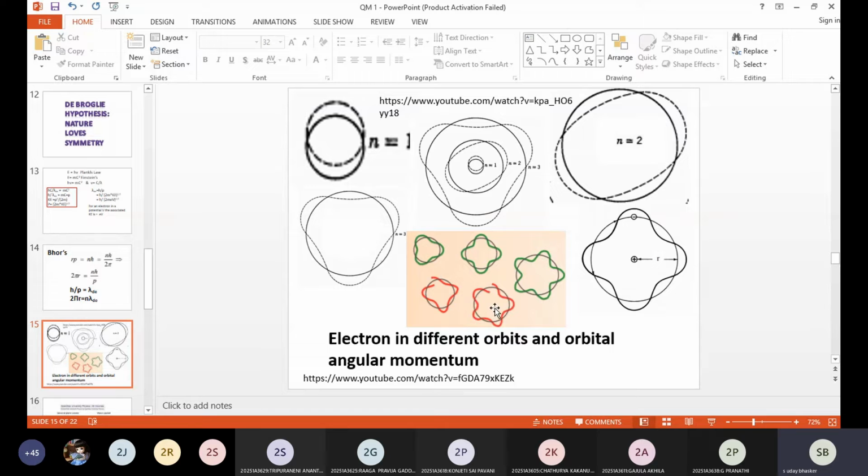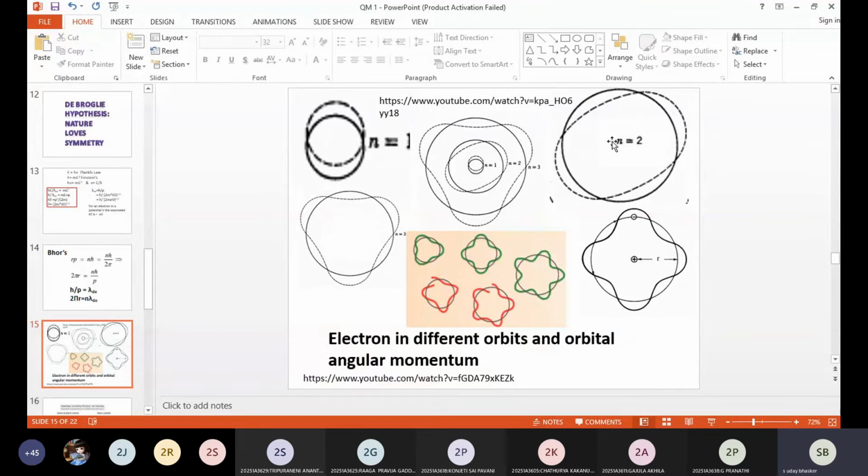Now what are these red things? If 2 pi r is not an integral multiple of lambda, you will have this kind of disjunction. That means you will not have convergence, so they will not be equal. What if they are not equal? That implies this kind of electron motion does not exist. Why does it not exist, sir? Because in this case, the electron may lose energy.